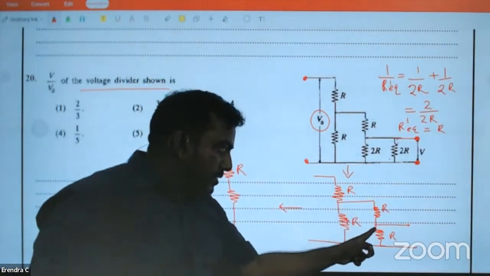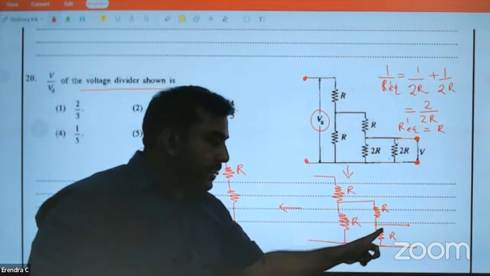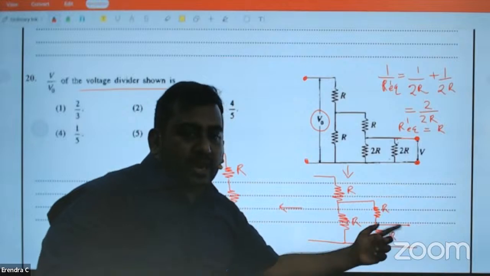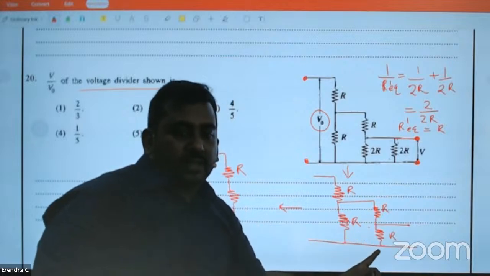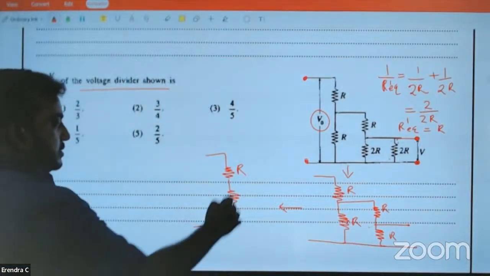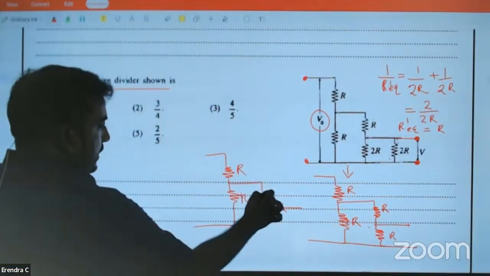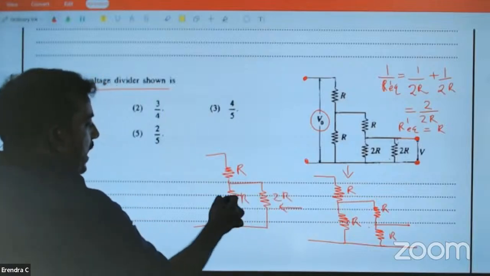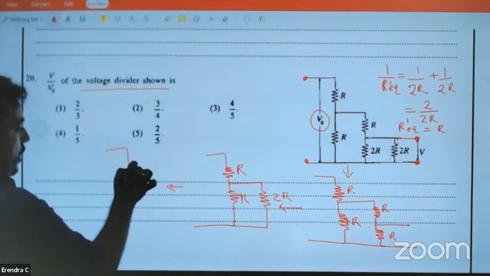What can you say about these two? Are they in series or parallel? These open terminals, across the open terminals, current can't go. Current will go across them like this. So these two are in series. Series means 2R. Now 2R and R are parallel.